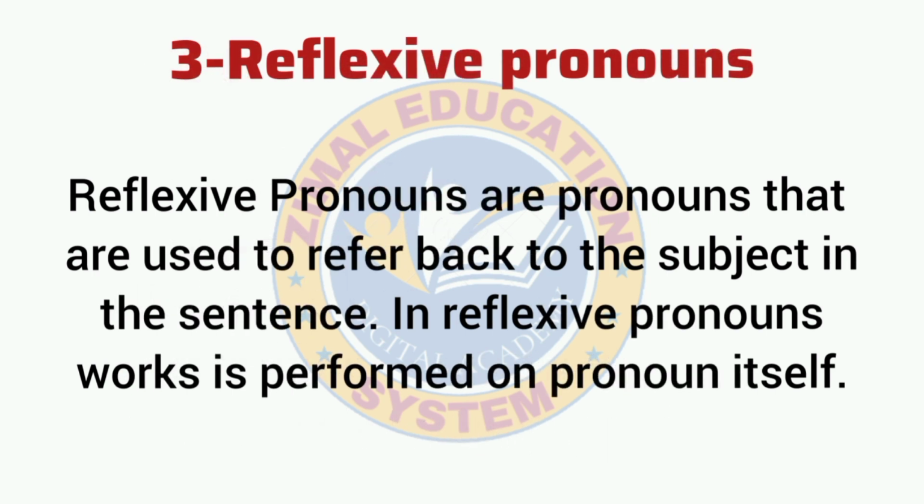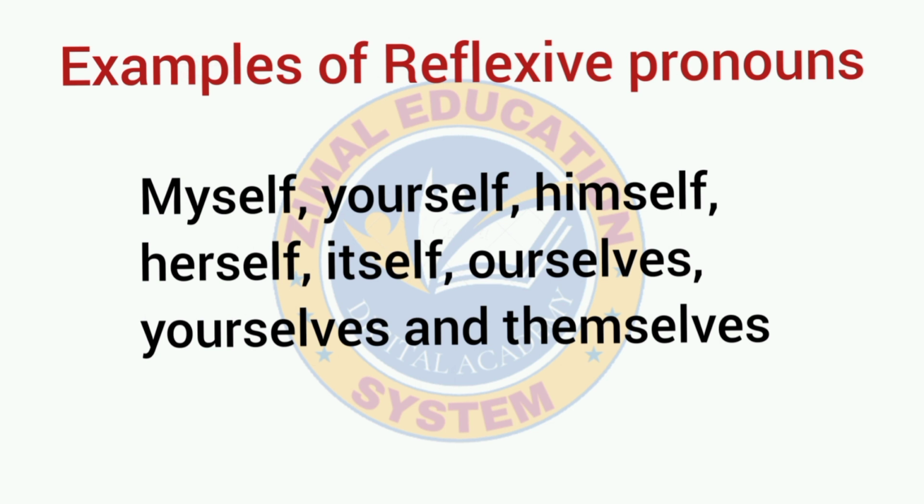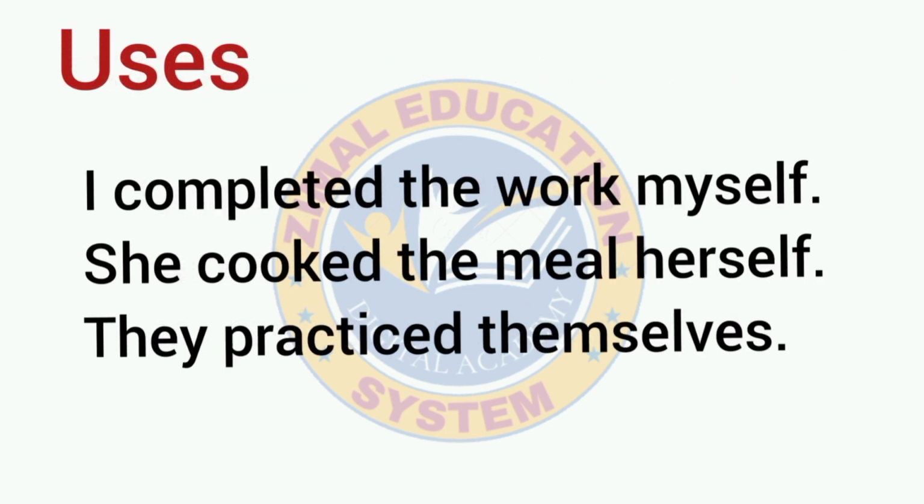Number 3. Reflexive pronoun. A reflexive pronoun is a pronoun that is used to refer back to the subject in the sentence. In reflexive pronouns, work is performed on the pronoun itself. Examples of reflexive pronouns are myself, yourself, herself, himself, oneself, itself, ourselves, themselves and yourselves. Uses in sentences. I completed the work myself. She cooked the meal. They practiced themselves.